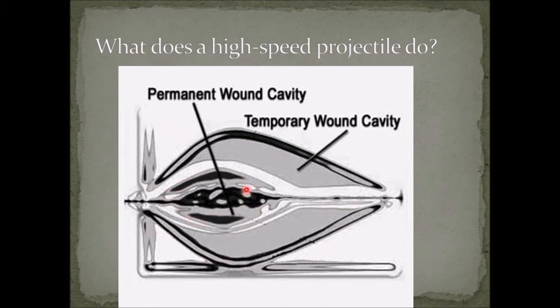And then this tissue is the tissue that's actually torn apart. This is called the permanent wound cavity, and the rest of this is the temporary wound cavity. Okay? So you will have bleeding in here, but you'll have absolute destruction of tissue in this area. Let's go to the next slide and hope the video works. If not, I will insert a video.